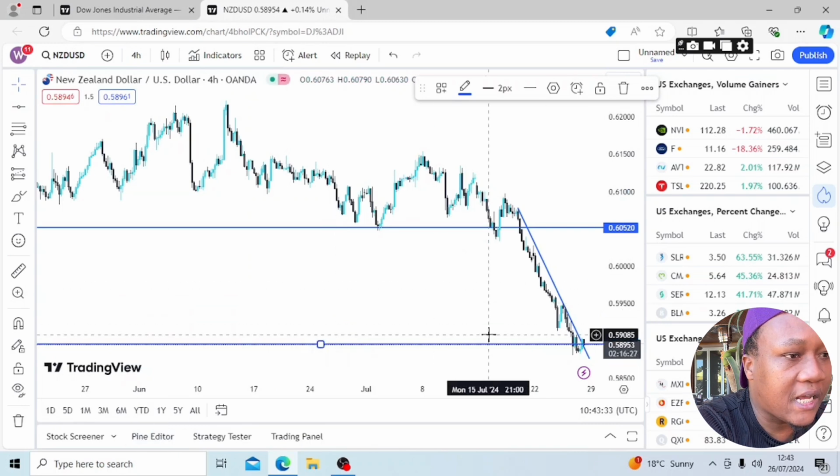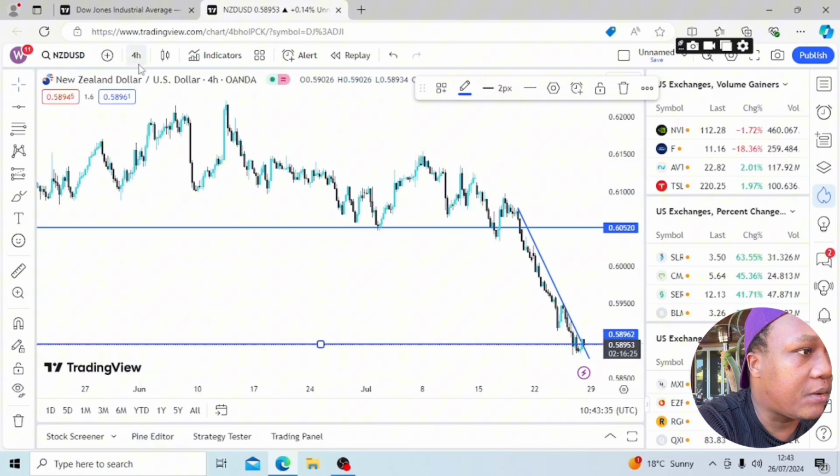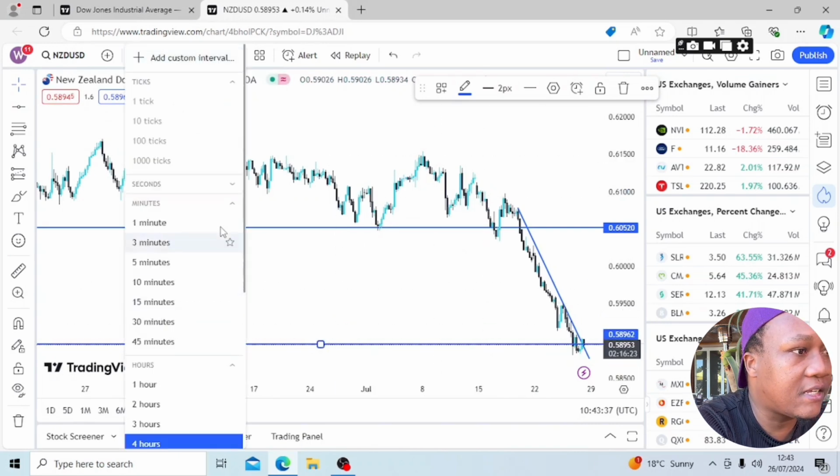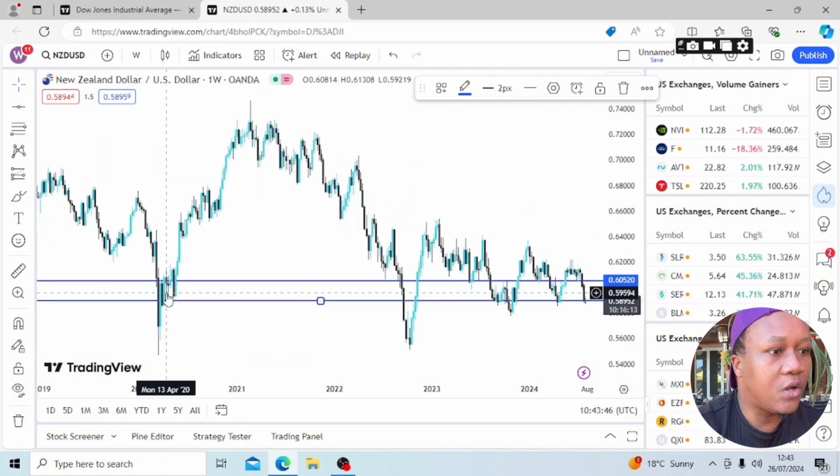NZDUSD, I actually analyze it based on the higher time frame. Remember, like the video that I showed you guys last week, what I do is that I always move with the trend. So at this point in time, this is what I saw, guys. I went weekly because I always use the bigger time frames in order to check what's actually happening on the market. So I went weekly, I checked on weekly. The market was actually moving downwards.